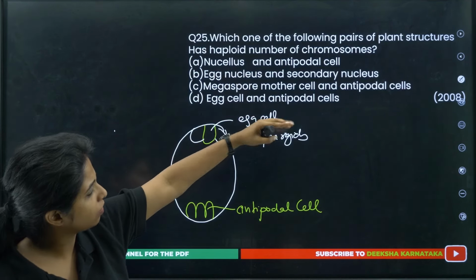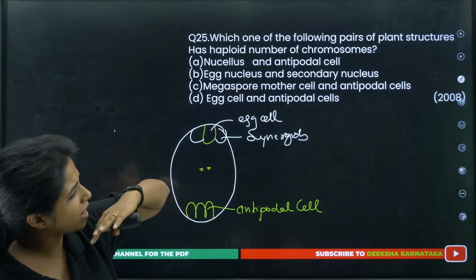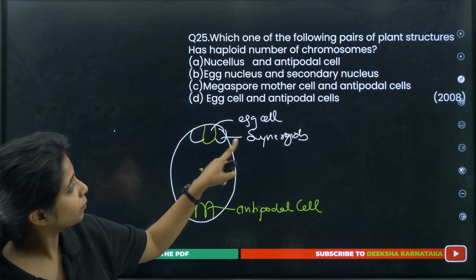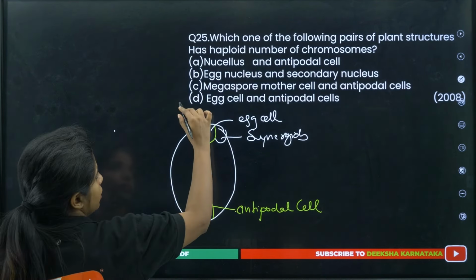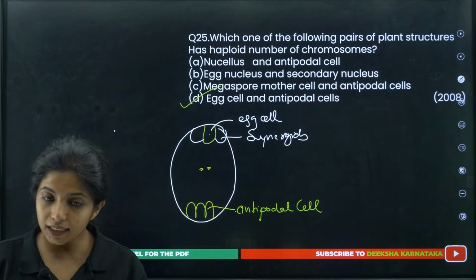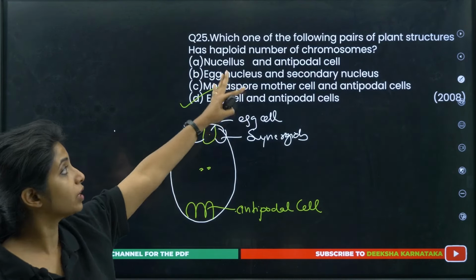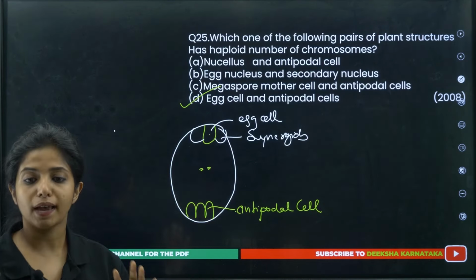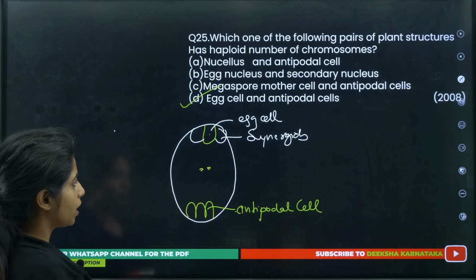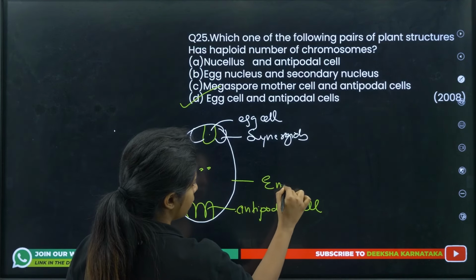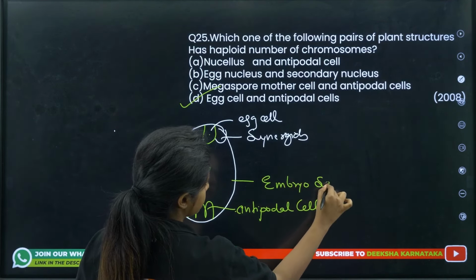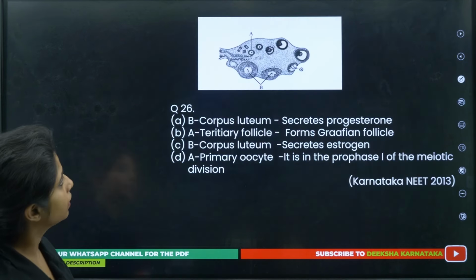Egg nucleus and secondary nucleus, no. Megaspore mother cell and antipodal, oh my god, no. Egg cell and antipodal cell, egg cell and antipodal cell matches. Tick. Easy. Okay, do not get confused by reading big things. You know what is haploid, you can make it. So this is the embryo sac, and the embryo sac has everything that is haploid. Works for you? Going ahead.